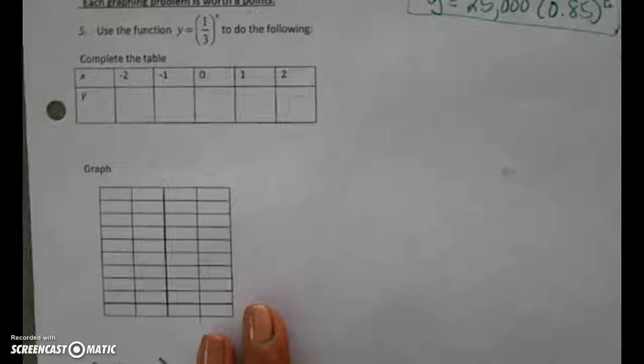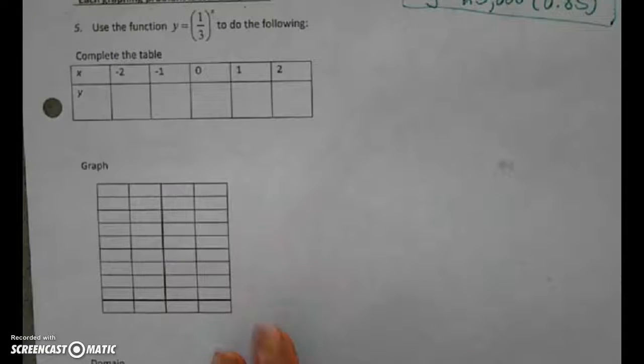So that you can see, do I know what I'm doing, and can I do it right on the test? So, for our fifth and final problem, we are given the function y equals 1/3 to the x, and they're asking us to do the following. Number 1, complete the table.